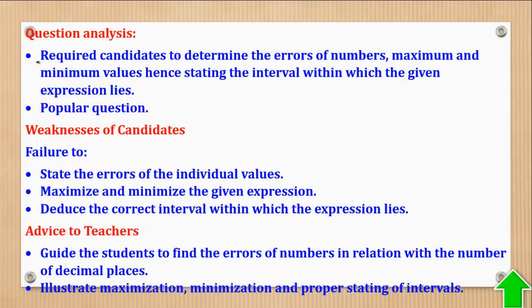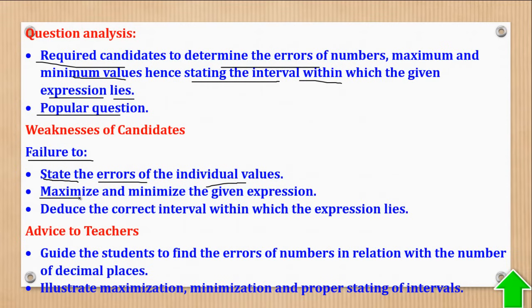So question analysis: the question required candidates to determine errors of numbers and maximum and minimum values, hence stating the interval within which the given expression lies. It was a popular question, meaning it was attempted by a number of students. However, there are some who misfired, and the reasons were failure to state the errors of the individual values. Like I told you, the number of decimal places is the number of zeros you put before you put a 5.